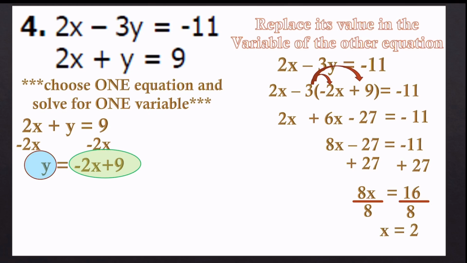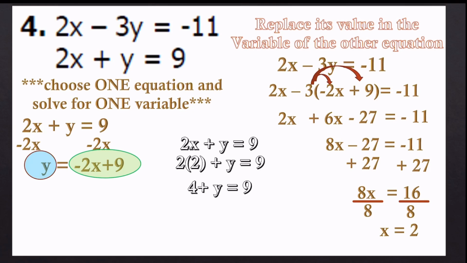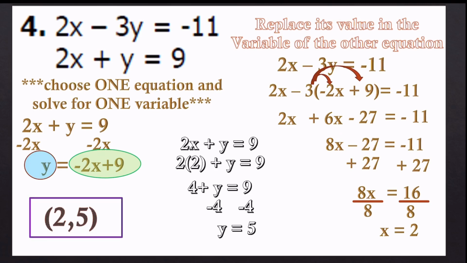But remember, that's just my x value. I need to plug it back in. I'm going to plug it back into this equation. 2 times 2 is 4. Subtract 4 from both sides so that y is 5. Therefore, my solution is 2, -5. You must write this. Okay?